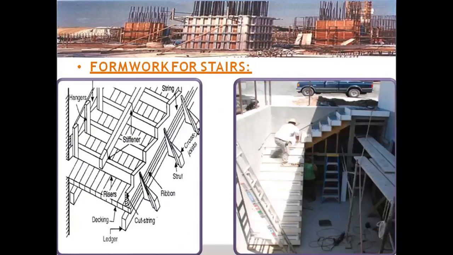Here you can observe these are the cross joists, a strut which helps without bulging of the side work which we provided, cut strings and risers, and the stiffeners and string. These are the hangers. So you can observe here in this image, this is the formwork which is used for the stairs.